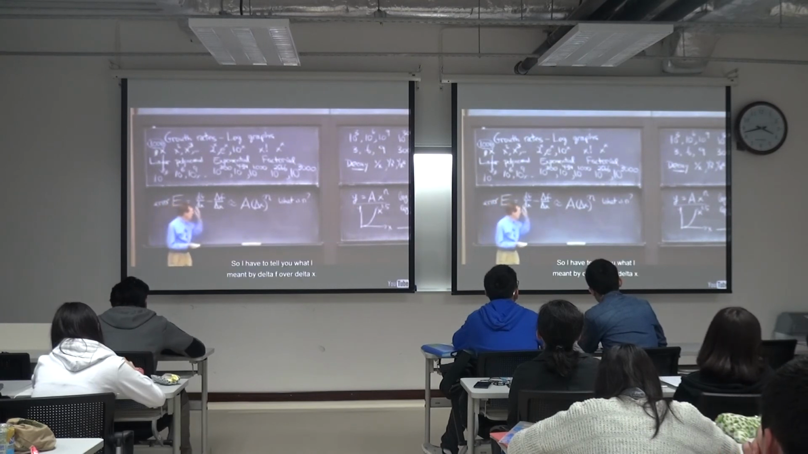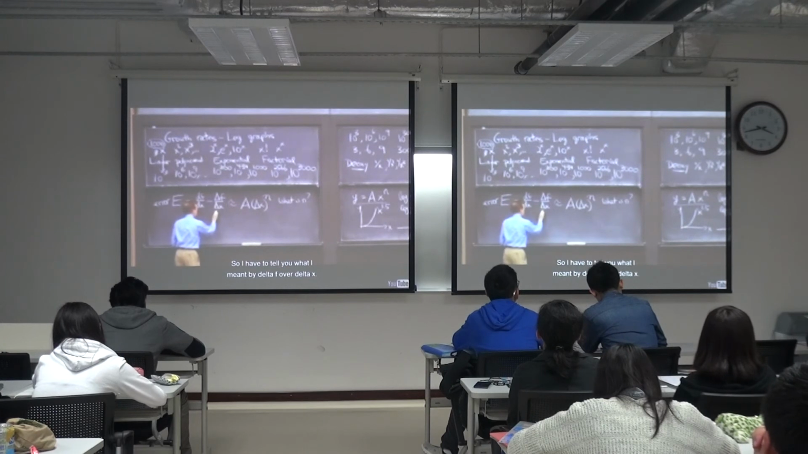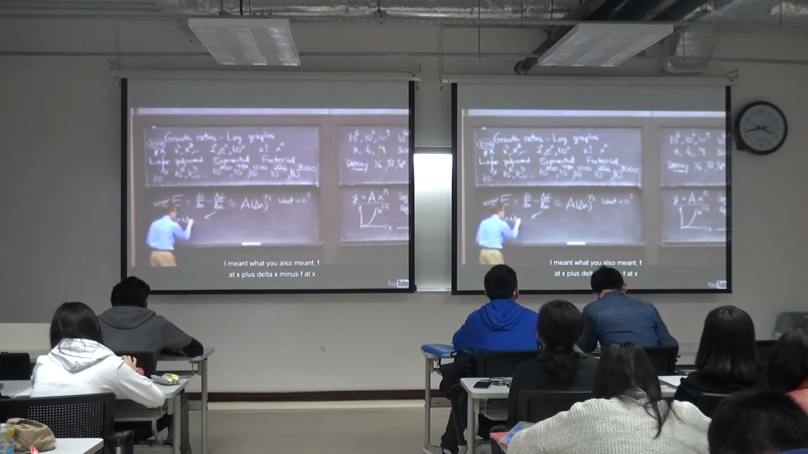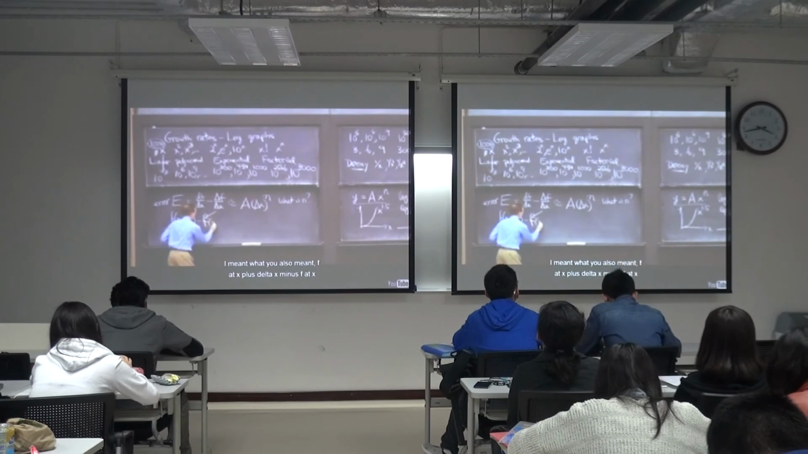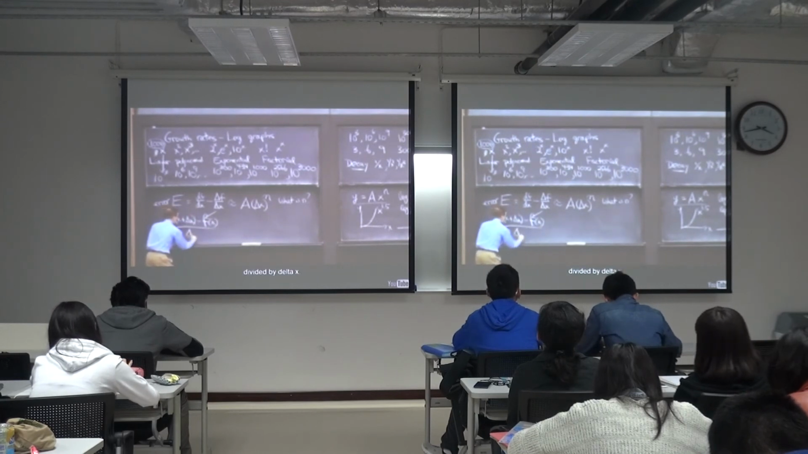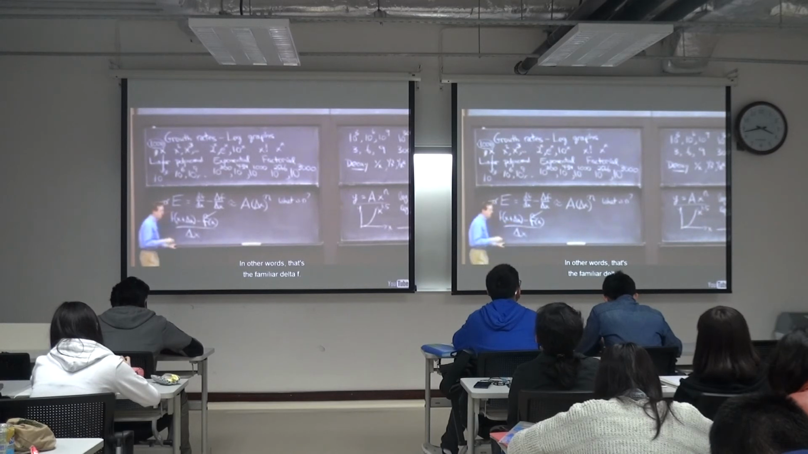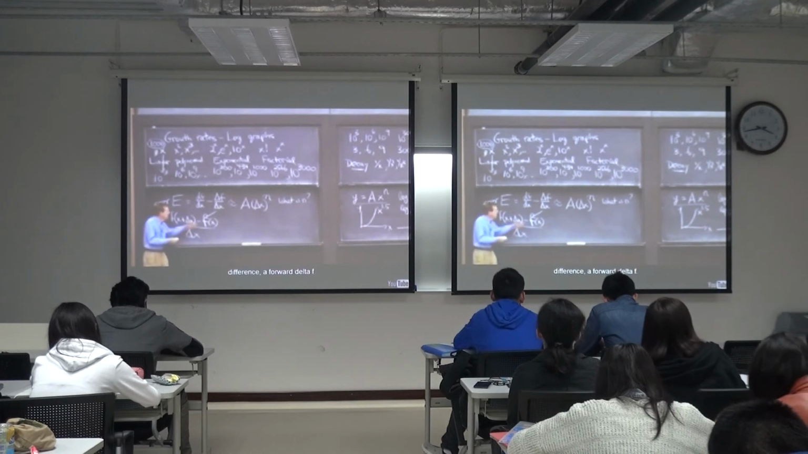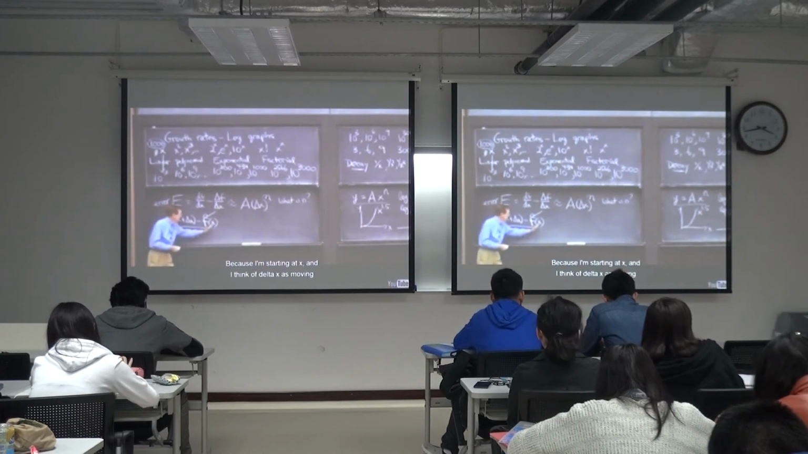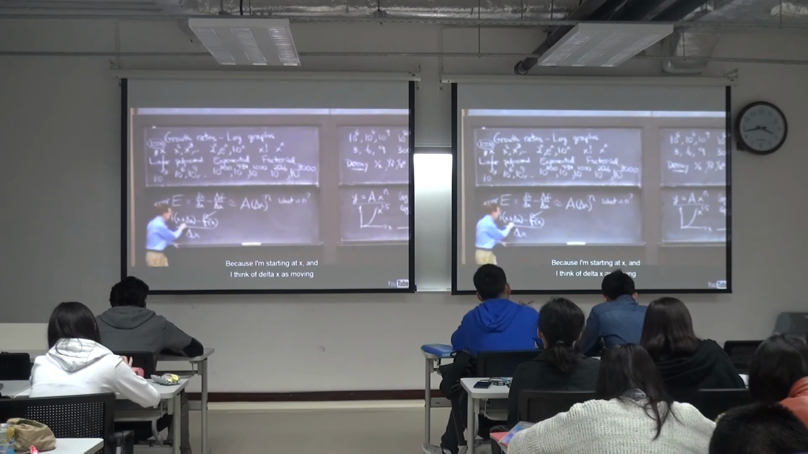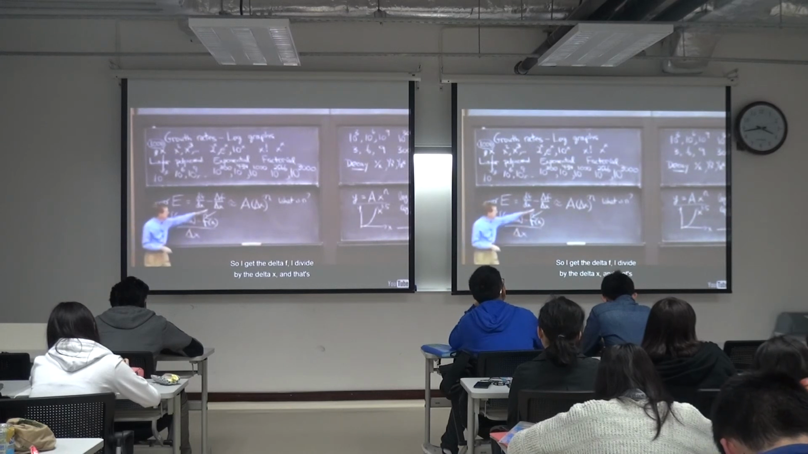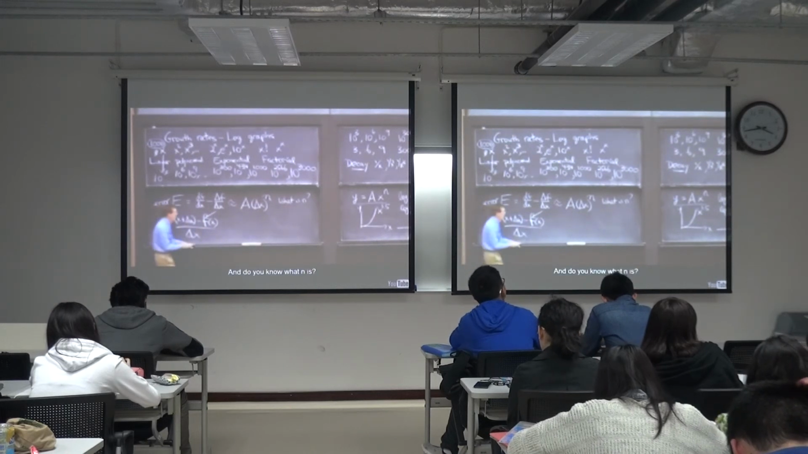Okay. So I have to tell you what I meant by delta f over delta x. I meant what you also meant: f at x plus delta x minus f at x, divided by delta x. In other words, that's the familiar delta f moving forward from x. I would call that a forward difference, a forward delta f, because I'm starting at x and I think of delta x as moving me a little bit forward. So I get the delta f, I divide by the delta x, and that's what this thing means. And do you know what n is?